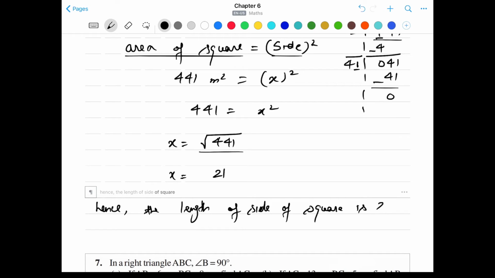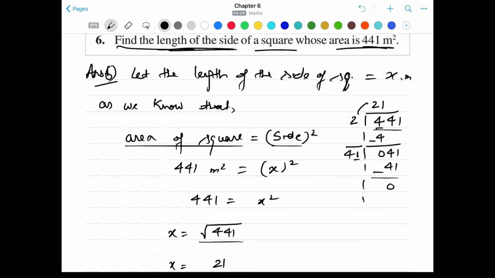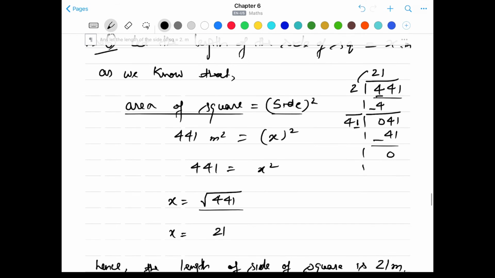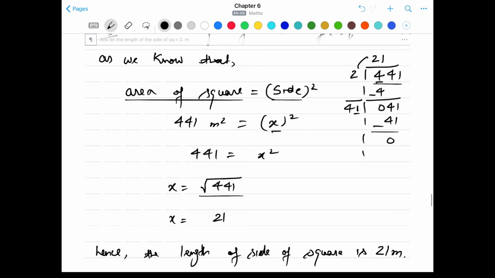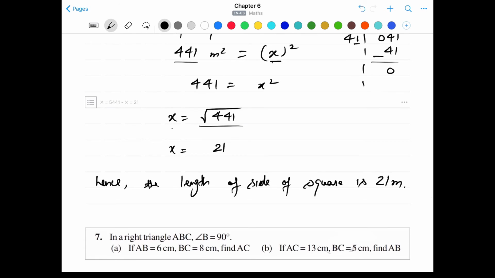is 21 meter. So what we did here is we have assumed that the length of the square is x meter, and we know that the area of square is given by the side square, so as we have taken it as x, it will be x square, and the area of square is given as 441. This gives us that x is equal to square root of 441, which we found by the division method to be 21. So the length of this square is 21 meter.